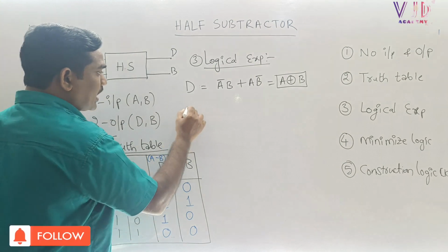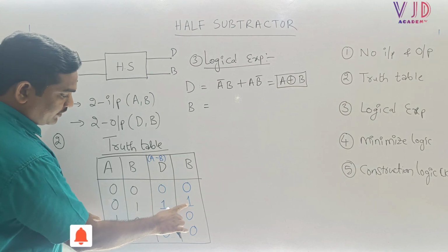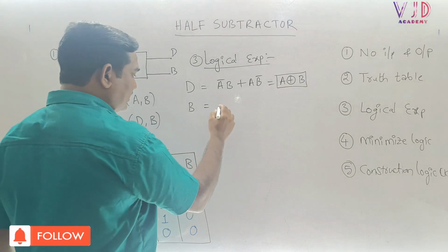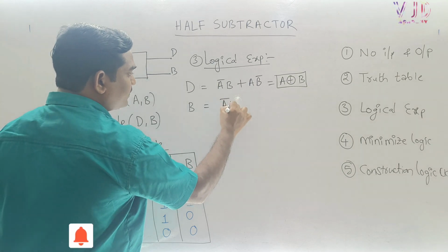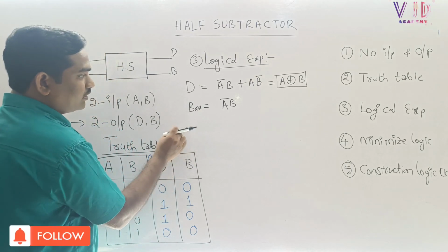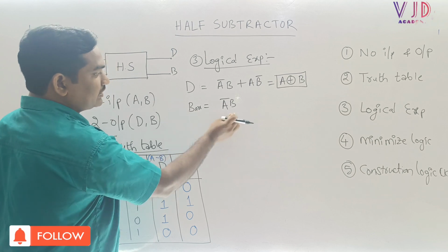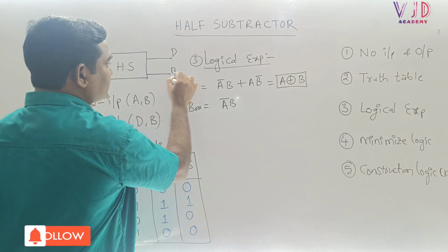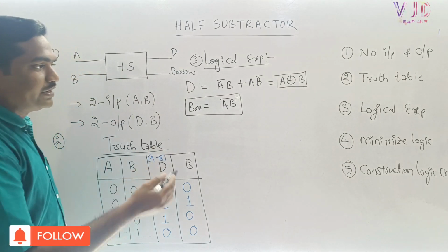Now coming to the borrow equation. Sir, the borrow is 1 when a is 0 and b is 1. I can write borrow equal to a equal to 0 and b equal to 1. Can I write a bar b? Yes, this is the borrow. Some people may confuse this b and that b. This one is the borrow output, and this b here is just a variable. We just need to remember this. And now the third point is also completed.